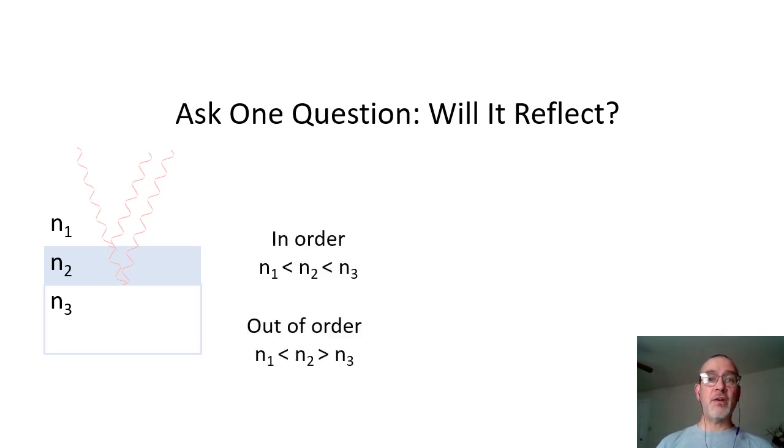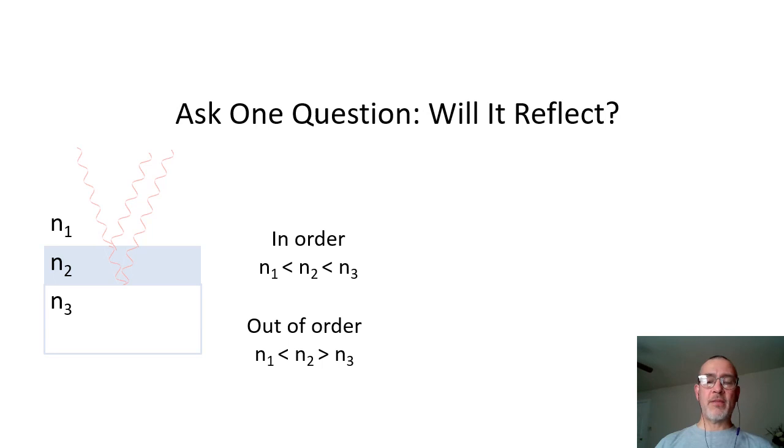So we have two different situations. If the indices of refraction N1, N2, N3 are in order, either N1 is less than N2 and N2 is less than N3, or vice versa, what that means is we'll either get no flips or two flips. So if they're in order, it'll be no flips or two flips. If they're out of order, if say N2 is greater than N1 and greater than N3, then we're only going to get one flip. So either they're in order or out of order.